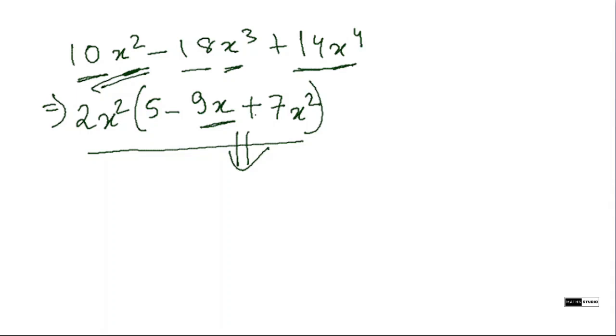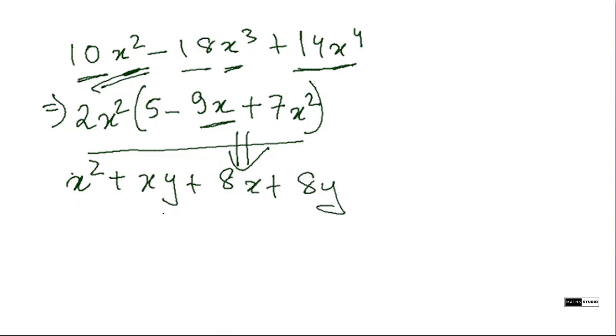Now the next part we are going to talk about is regrouping. So let us look at this question: x square plus xy plus 8x plus 8y. In this kind of question where regrouping is needed, you will see all four terms don't have anything in common in totality. But if we group them into two parts, then we have something in common within that smaller group. So what do we have?